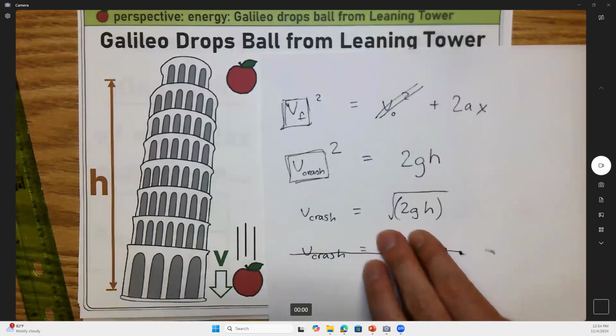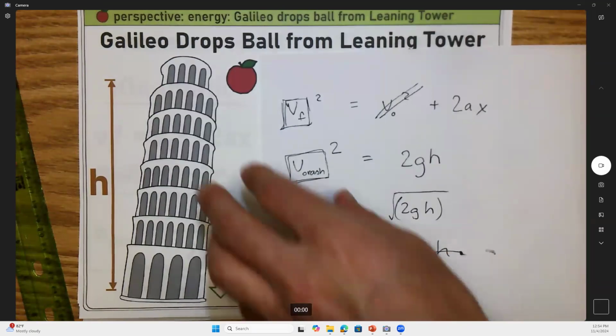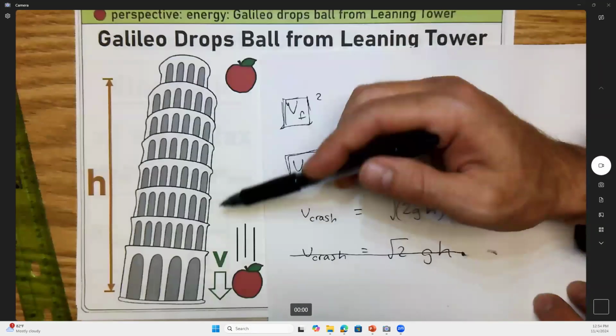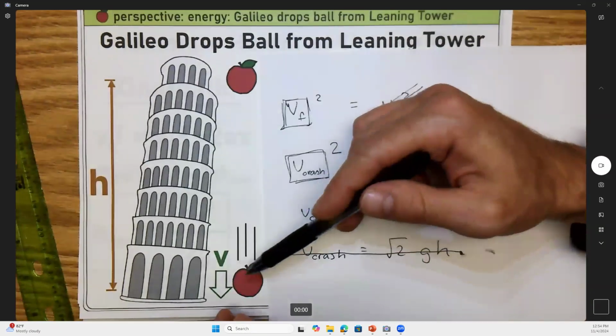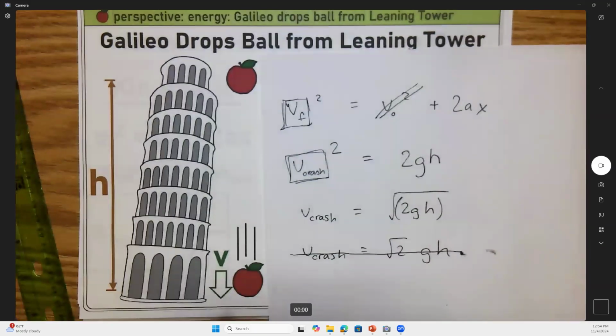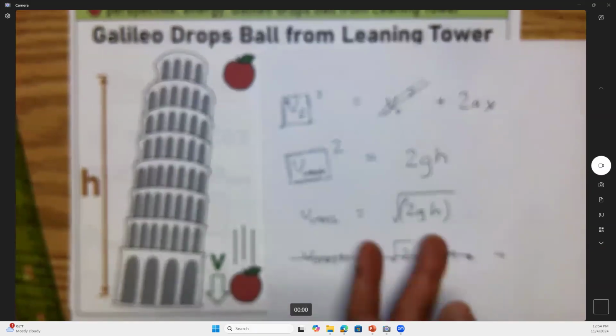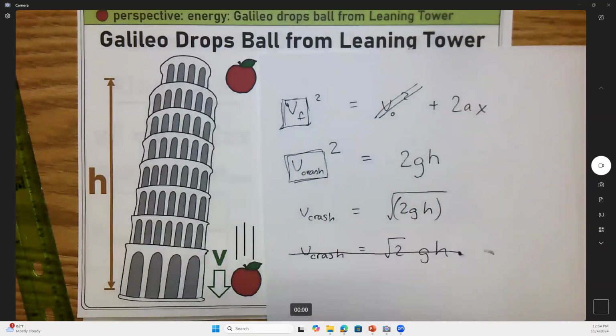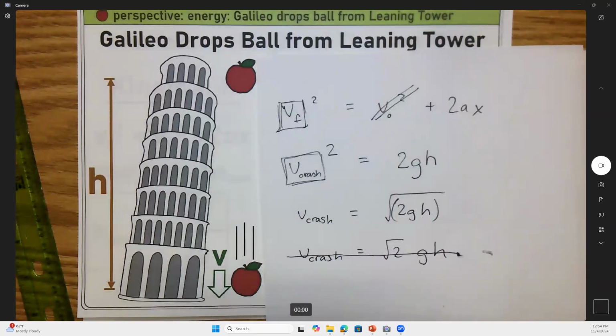I'll tell you where you're going to see this in the future. Next semester, we'll have a water tower at some height, and there's going to be a hose going all the way down to ground level. Then you open up the hose and the water sprays out. How fast is the water spraying out? We're going to go through Bernoulli's principle, but guess what the answer is going to be? Square root of 2GH, based on the height of the water tower. But I'm getting kind of ahead of myself.